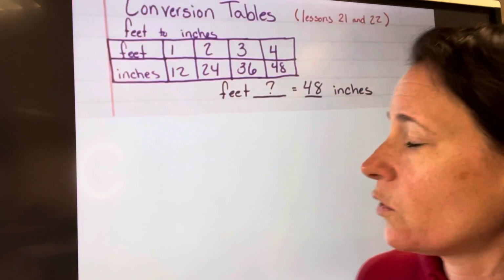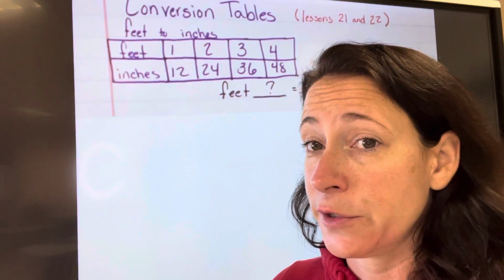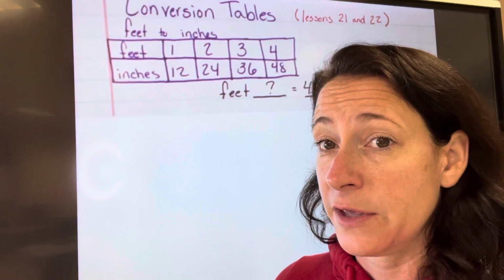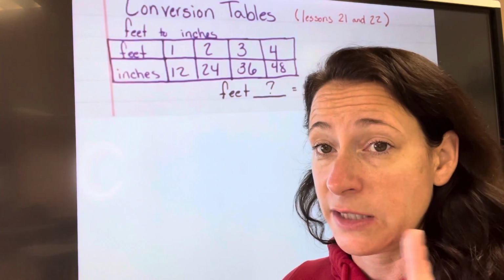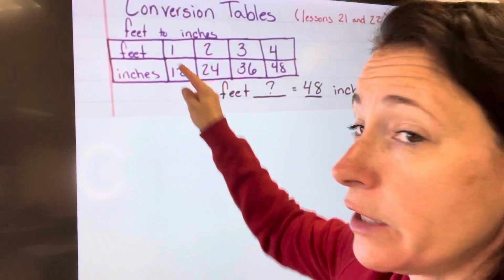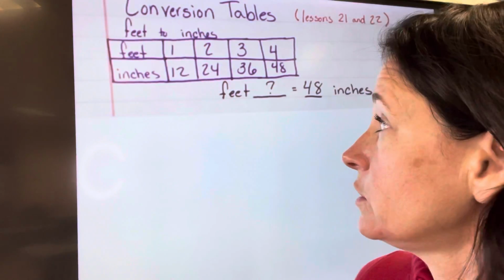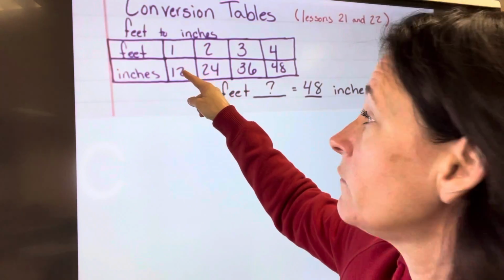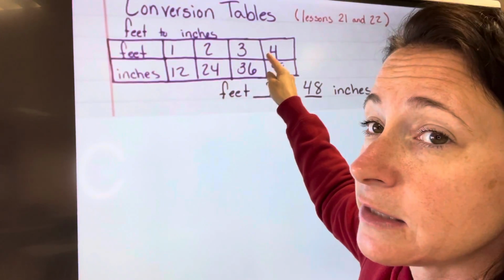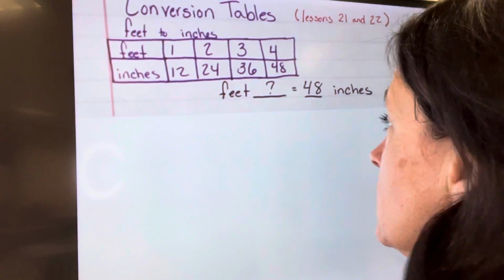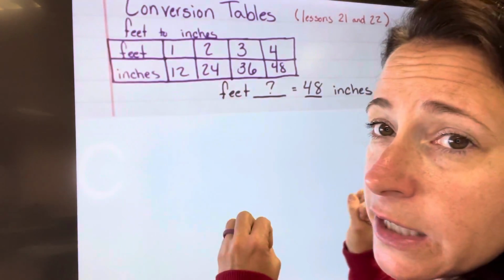We have learned, hopefully you've learned, that your customary units of length are feet and inches. And we know that there are 12 inches in 1 foot. So I have created a ratio table to express those measurement conversions. For 1 foot, I have 12 inches; 2 feet, 24 inches; 3 feet, 36 inches; and 4 feet, 48 inches.